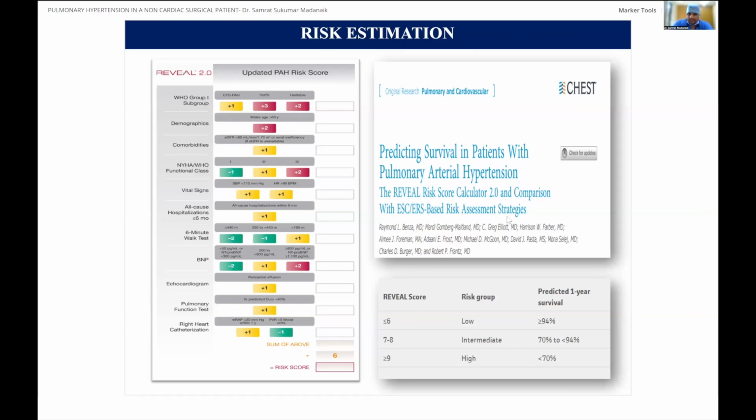These calculators are especially used in non-cardiac surgeries, and REVEAL is one such calculator. The current version is REVEAL 2.0, and this is available online. If you just enter all the criteria and mark everything, then you will get a score. If the score is less than 6, we say the risk group is low, and predicted 1-year survival is more than 94%. If the REVEAL score is between 7 and 8, it is intermediate risk. And if the REVEAL score is more than 9, then we call it high risk.